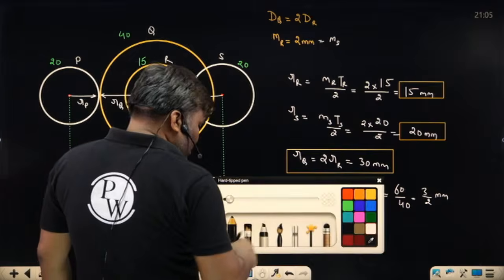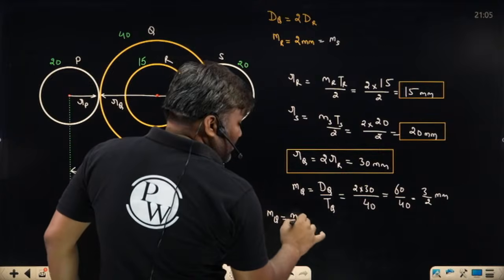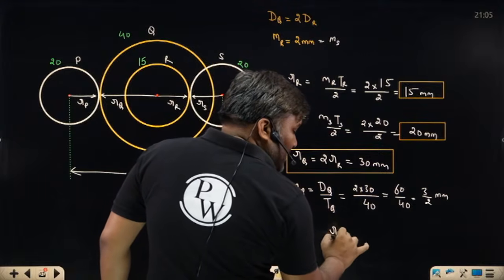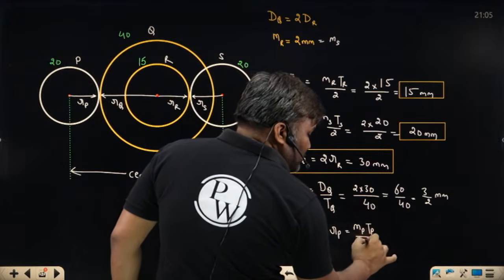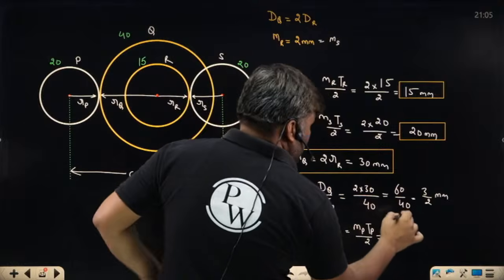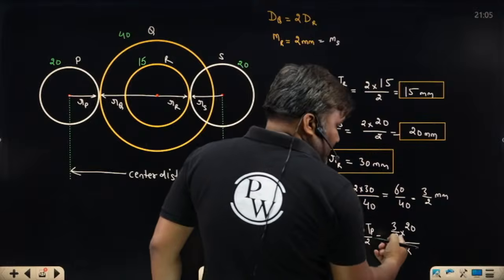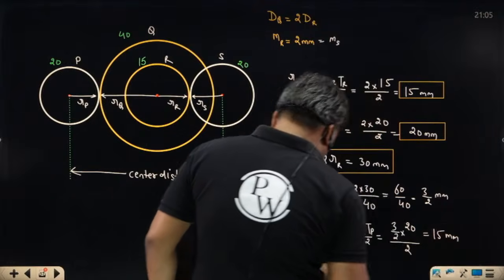And whatever is the module of Q, I know module of Q is equal to module of P, because they are meshing gears. So module of P, you know. So can you write radius of P will be mt by 2. What is the module? 3 by 2. How many teeth on P we are having? 20 divided by 2. Solve it. 15 mm. So you have got this value also.